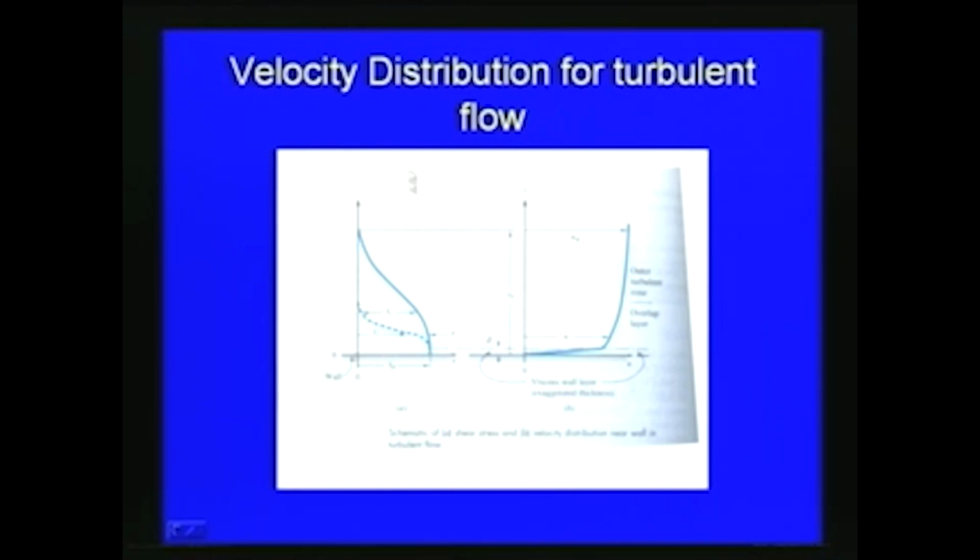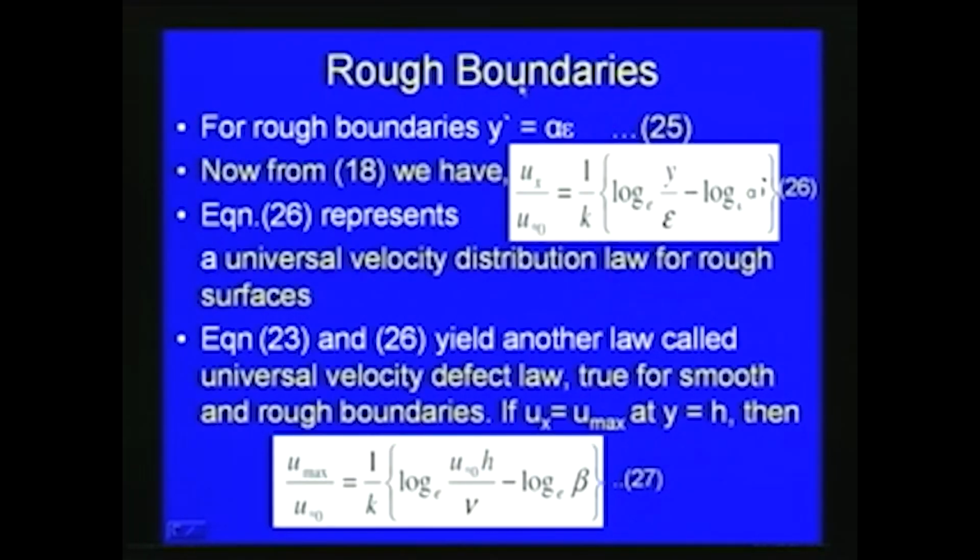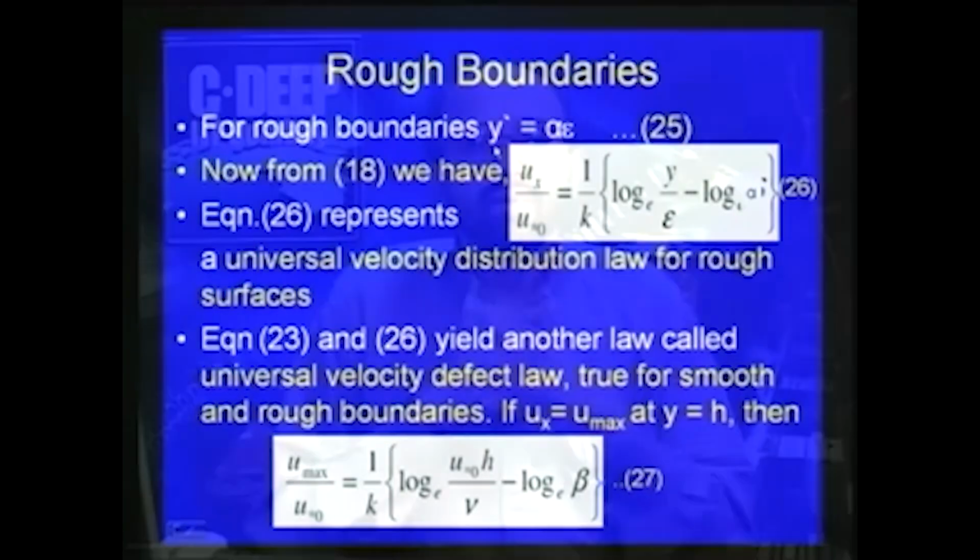This slide shows how the velocity distribution takes place. This is the wall, and then the schematic representation shows the outer turbulent zone and the laminar sublayer, and how the shear stress is varying is shown in this figure, which is taken from the Wiley and Streeter fluid mechanics book. So, now for rough boundaries, we have seen how the variation takes place for smooth boundaries.